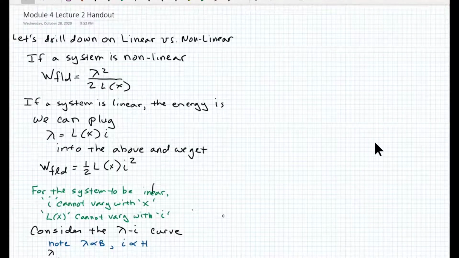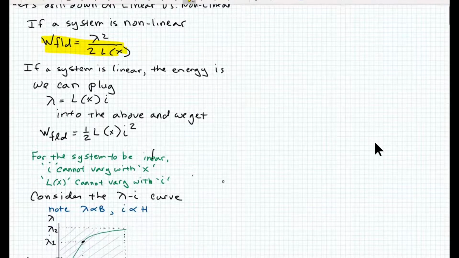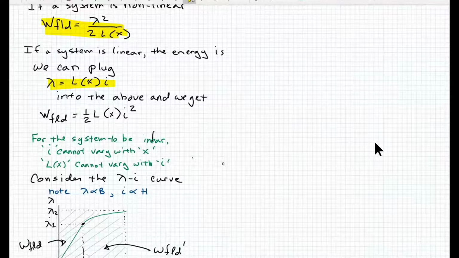Okay, well, I want to drill down a little bit for a few minutes on what we're talking about in linear versus nonlinear systems. And recall that we derived this expression here. That's for energy. And if we have a system that is linear, then we can plug an expression for lambda, which is L times I, and the L has a position dependency. In the end we're really trying to get to force and torque. Today we're going to talk about torque.